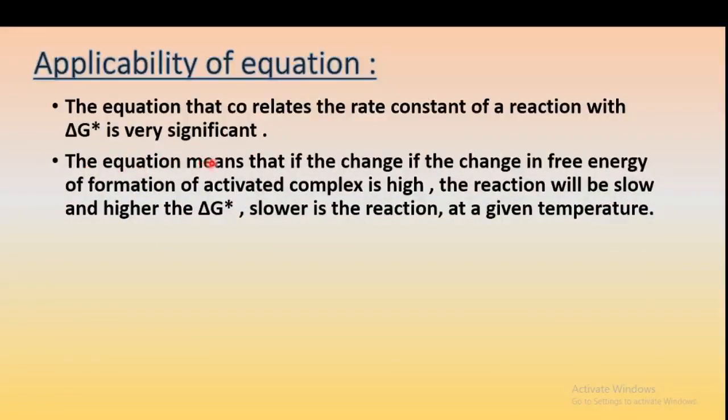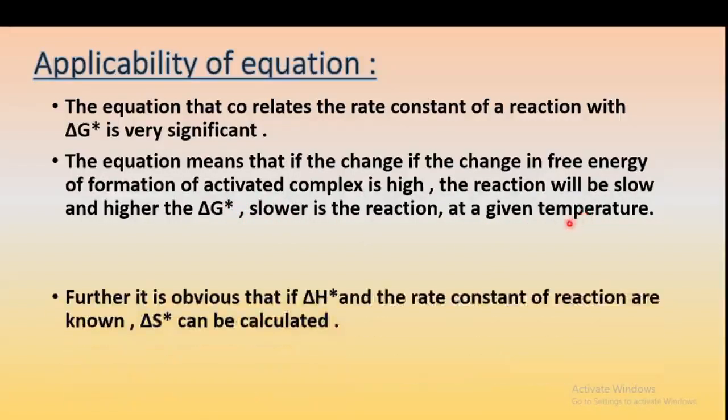Also the equation means that if the change in free energy of the formation of the activated complex is high, the reaction will be slow. The change in free energy delta G and the rate of the reaction are inversely related. If delta G star is higher, then the rate of the reaction is slower. If delta G star is lower, the rate of reaction will be higher. This free energy change and the rate of reaction are inversely related at a given temperature.